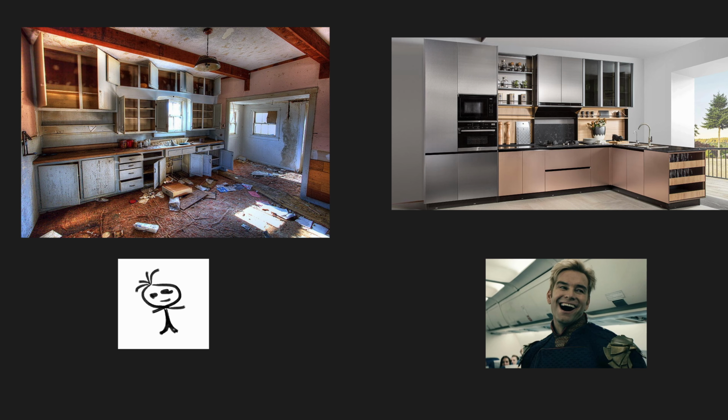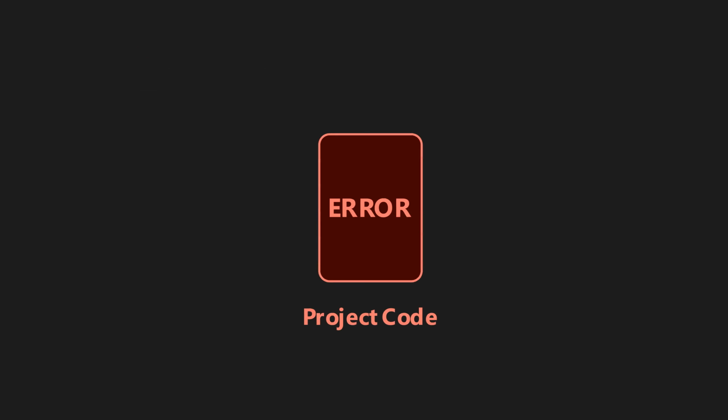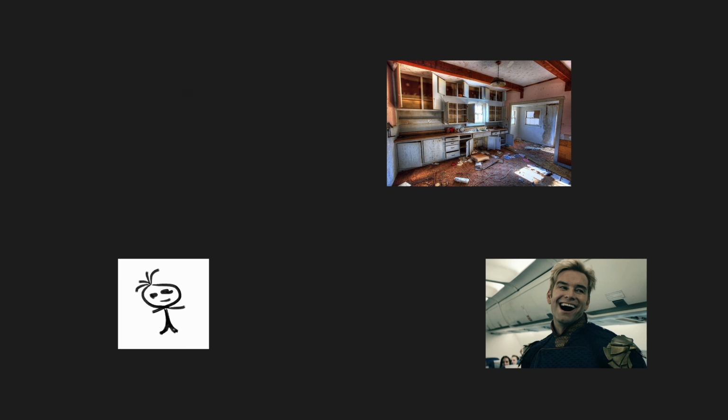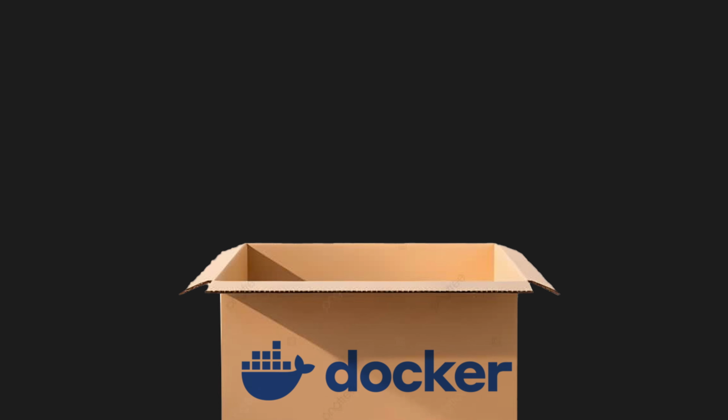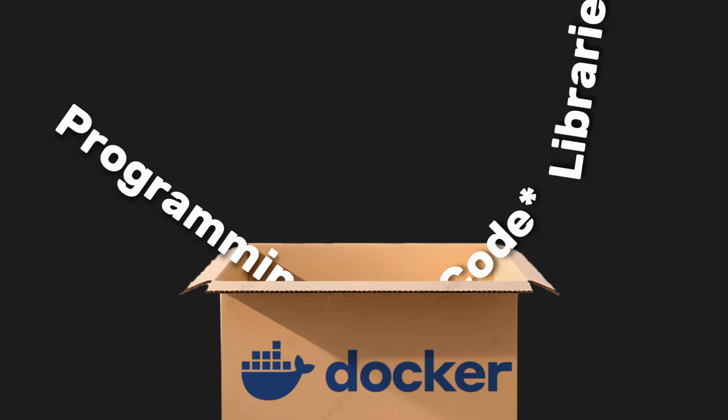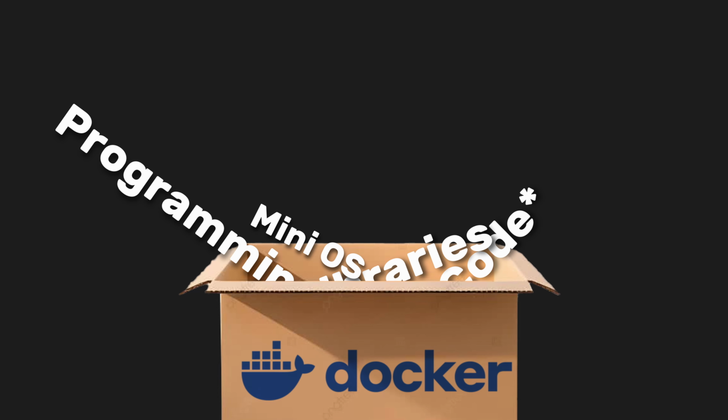But what if John doesn't have the right oven? What if he doesn't have the right pans? What if his kitchen is completely different from yours? Your code is going to break. What if instead of giving John the recipe, you gave him your entire kitchen? When you use Docker, you're packaging your code, the programming language, the libraries, and even a mini operating system into one single isolated box. That box is called a container.